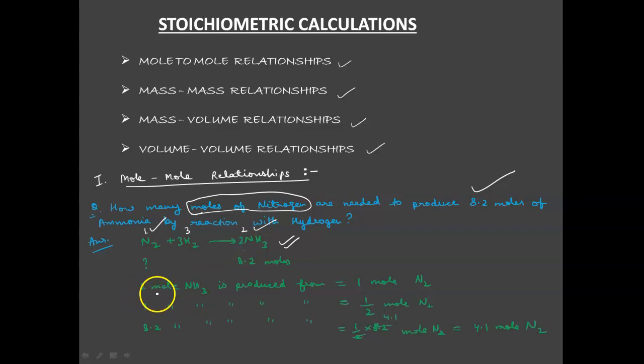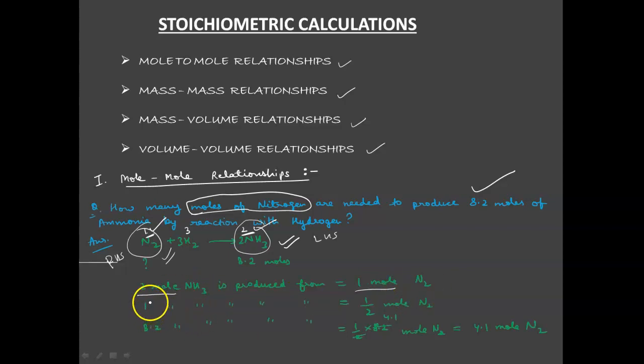We have to calculate nitrogen. I have told you in the previous lecture that what we have to calculate should be in the RHS. So we will reverse it. We will write this first and then this. This should be in the RHS and this in the LHS. So 2 mole ammonia is given by 1 mole N2. 2 moles are produced by 1 mole N2.